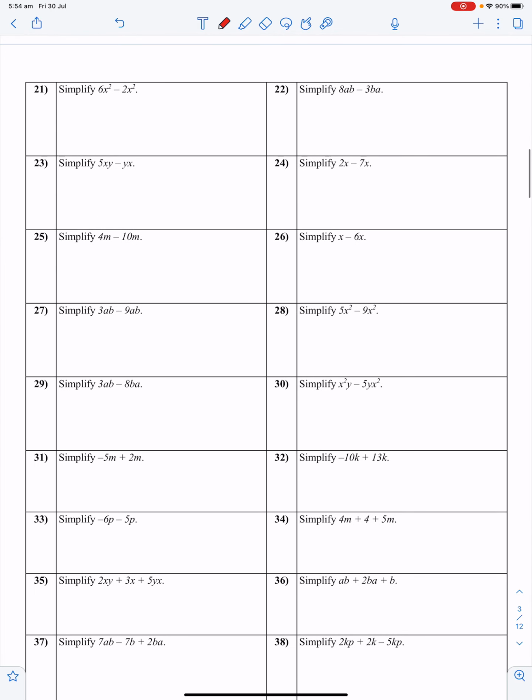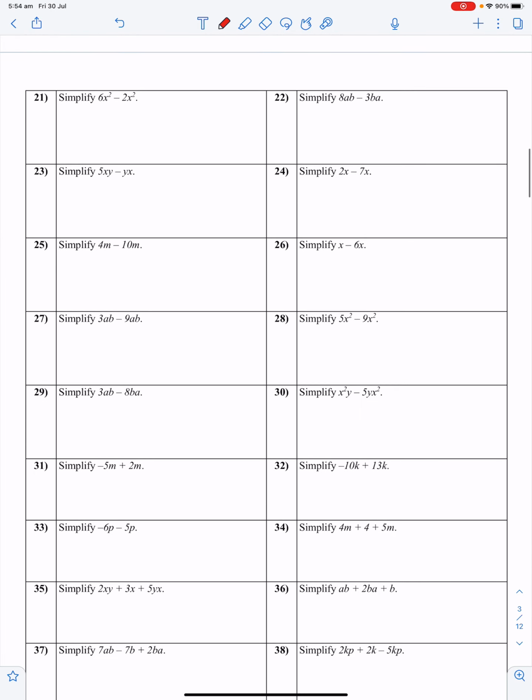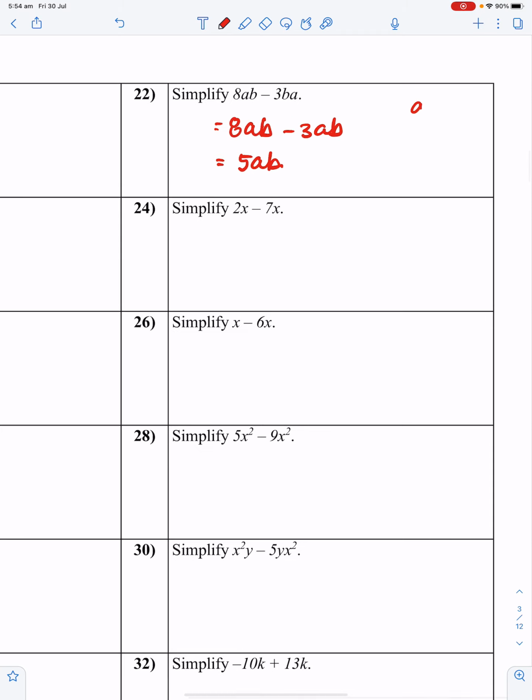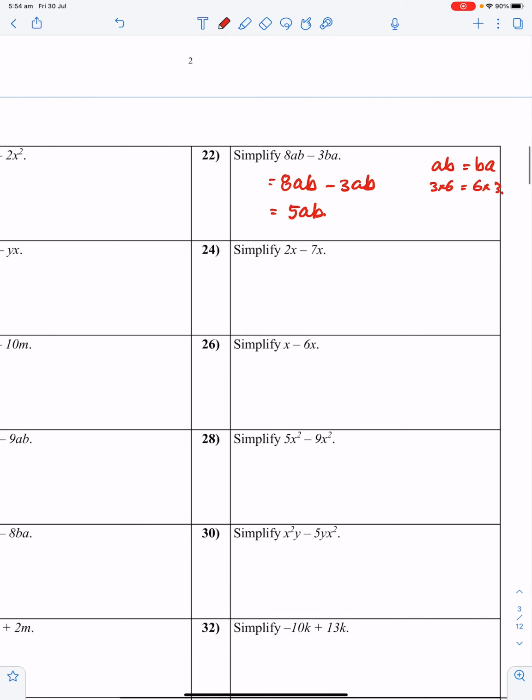Let's continue on now. Question 22, 8ab minus 3ba. If you recall, this is the same as 8ab minus 3ab, which simply gives you 5ab. ab is exactly the same as ba, because 3 times 6, for example, is the same as 6 times 3. When things are being multiplied, the order does not matter.